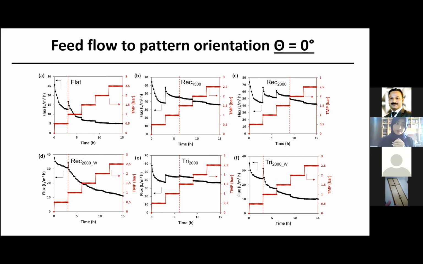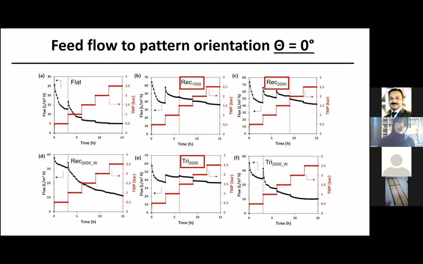So here, this stepwise increase is shown on the secondary Y axis, and the corresponding flux decline can be seen with these black lines. The red dotted lines here show the critical pressure, and the value of critical pressure obtained was higher for these homogeneously patterned membranes as compared to flat membranes, and this higher value is actually indicating delayed cake layer formation for these membranes.